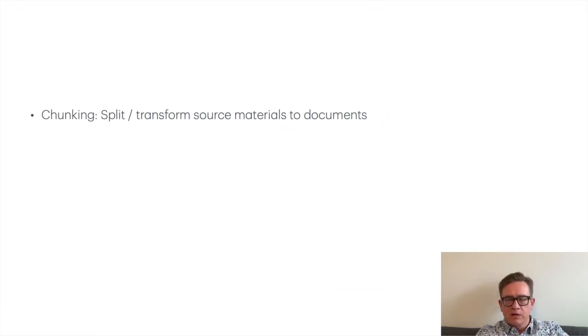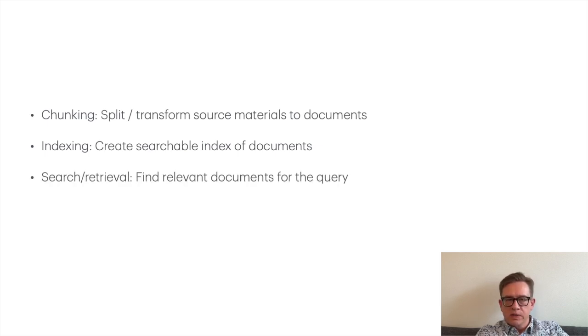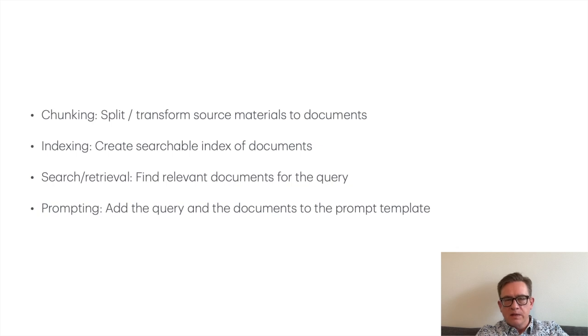During chunking, the long documents are split into shorter documents, and possibly some other transformations are done to the documents. During indexing, from the documents created during chunking, we create an index, a searchable index of the documents. During search and retrieval, the user's query is used in searching documents from the index. During prompting, the found documents and possibly the user query are used with the prompt template to generate a prompt for the LLM. And during generation, the prompt is simply given to the LLM, and the LLM generates the response.